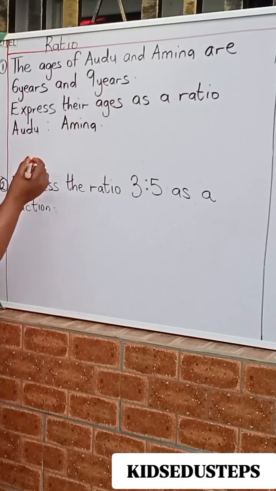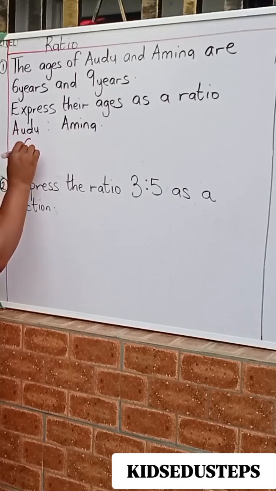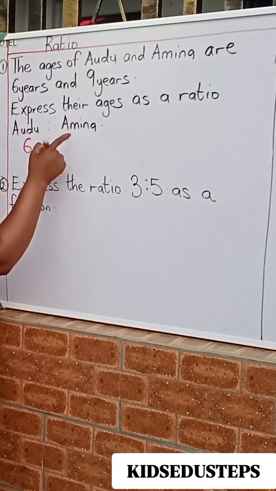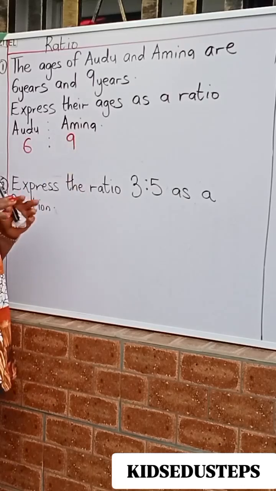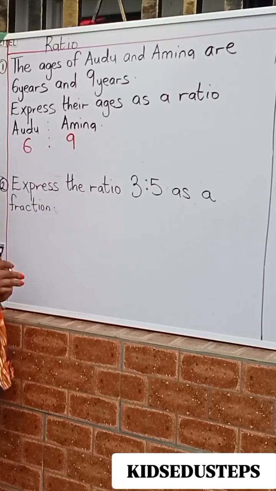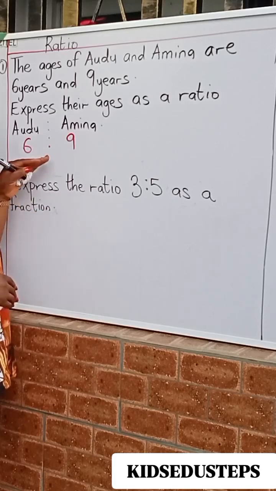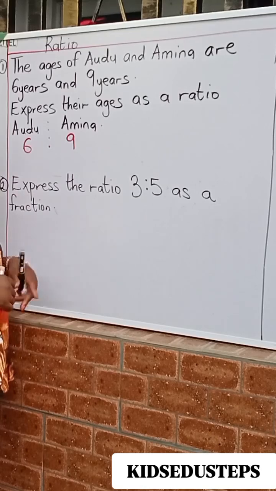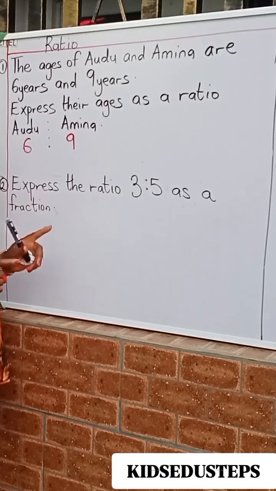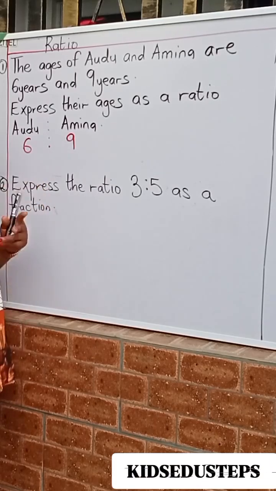So we are having Audu is 6, Amina is 9. Ordinarily, this would have been your answer. Yes, if you did it up to here, you're having at least half of your mark. But look at this number, something can divide it. This is not the lowest term of it. And the number that can divide both at the same time is 3. You need to break it down.